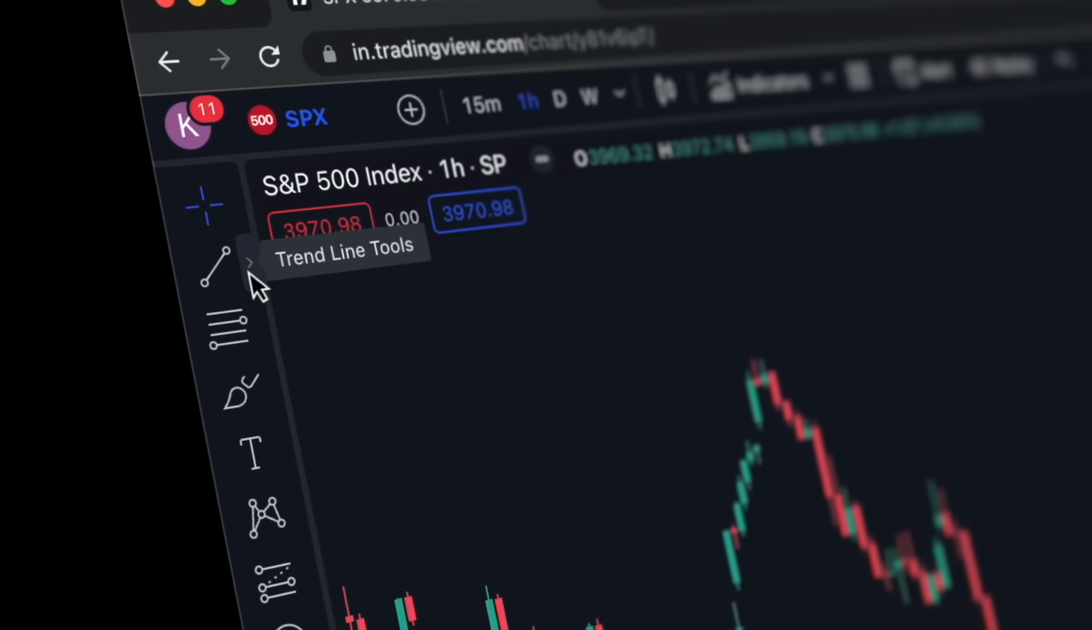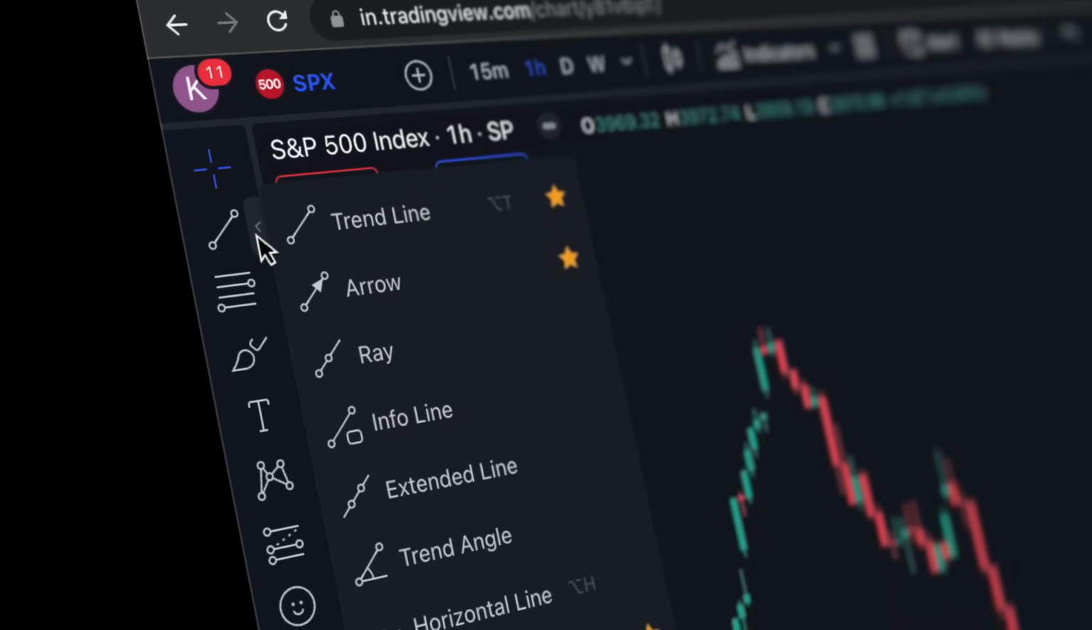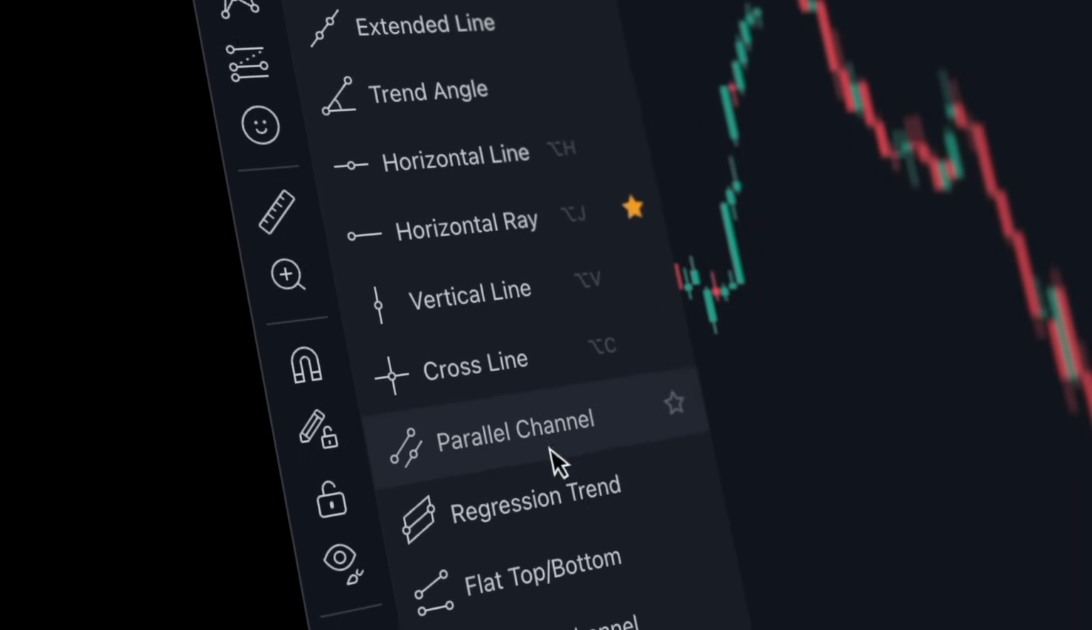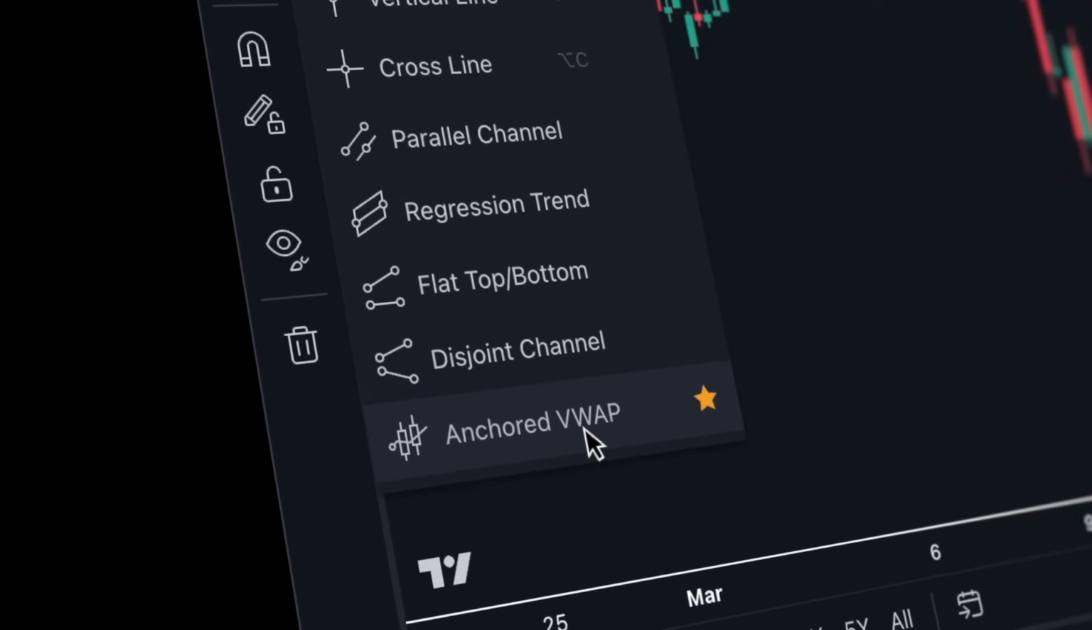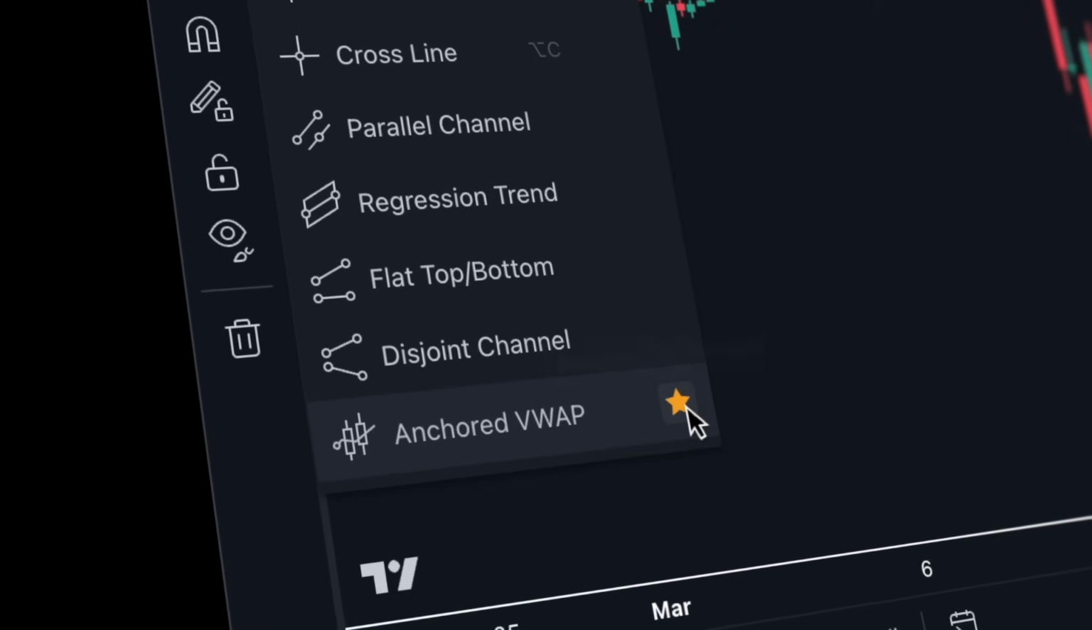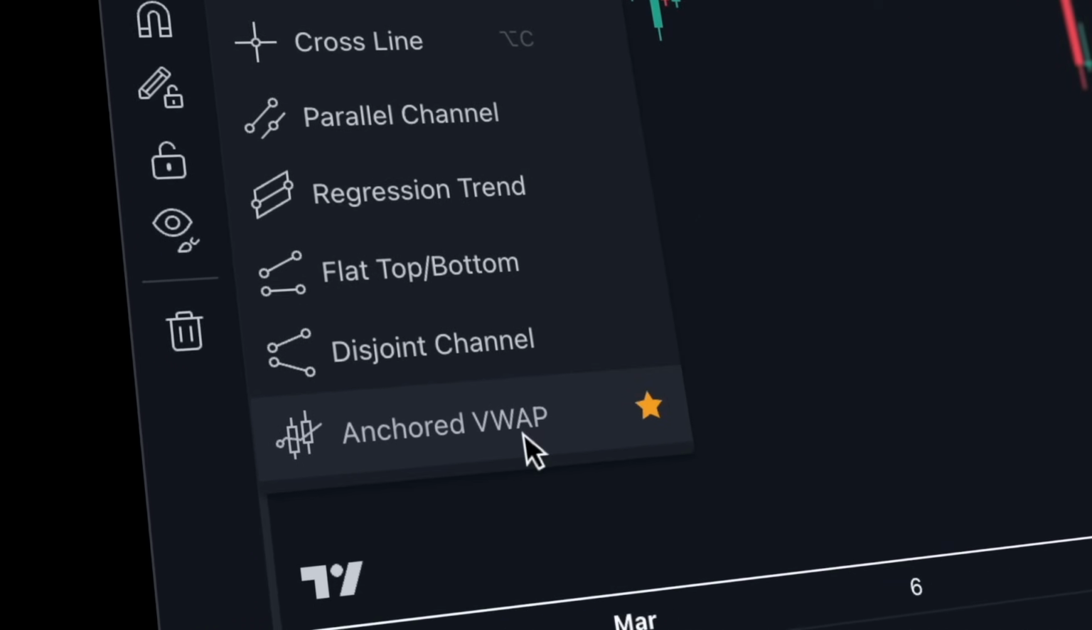Once you're on your charts, hover over to the left where you will see the drawing tools. Then, select the arrow beside the second option to open a drop-down menu. Now go all the way down that list and select the Anchored VWAP. You can also click on the star to add it to your favorites.